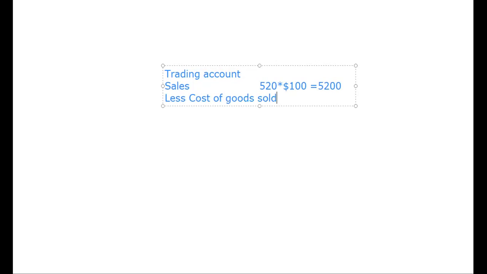Okay, so after sales, we less cost of goods sold. And to find cost of goods sold, we will start with opening stock. Our opening stock would have been what we started with, which would be our 110 units multiplied by $55. So our opening stock value would be 6,050.